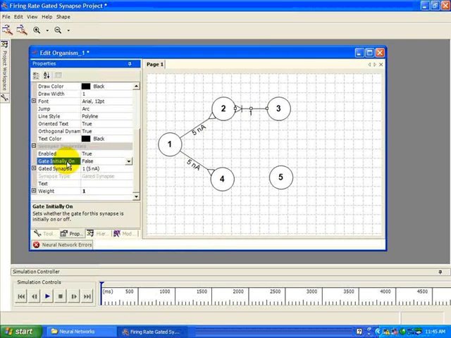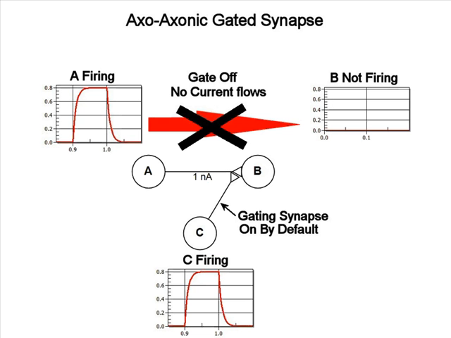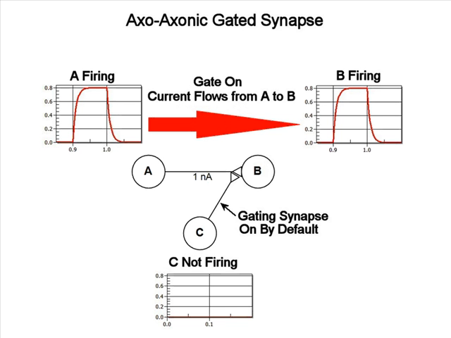The gate can be either on or off by default. If it's on by default, then when neuron 3 fires, it will block the current of neuron 1 from entering neuron 2. In this case, firing of neuron 3 closes the already open gate. If neuron 3 is silent, then the current from neuron 1 is free to enter neuron 2.